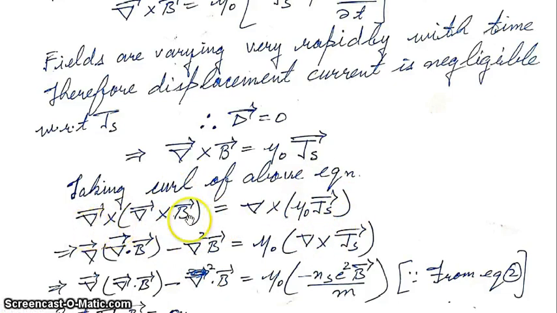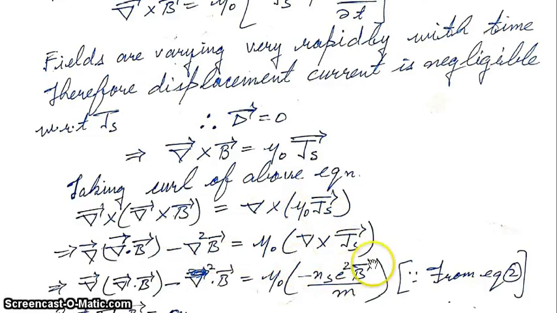Now, curl of curl of a vector: first the triple product, del cross (del cross B) = del (del dot B) minus del dot del B. Take del outside, the rest of the term is B, and del dot del. Del dot del is del square, acting on the B vector, is equal to mu naught, taking the constant outside, times del cross Js, right?